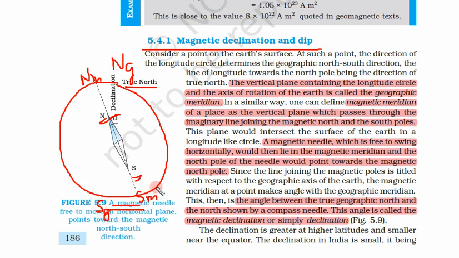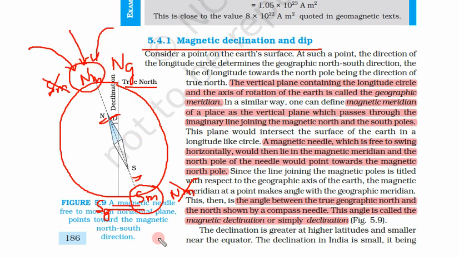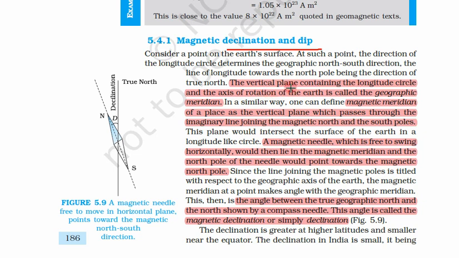And you know that Earth's south and north magnetic poles are reversed. In reality, this is SM and this is NM, but we don't use this convention, we use this convention. So for Earth's magnetic field, this is the picture. Magnetic field lines go inside at the north magnetic pole and come out of the south magnetic pole. So there is some angle which is called the angle of declination.